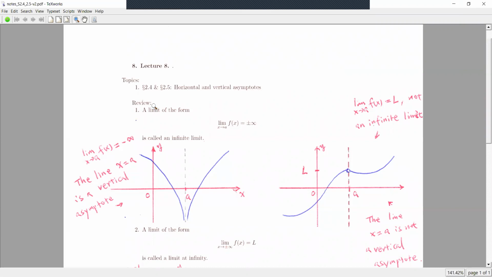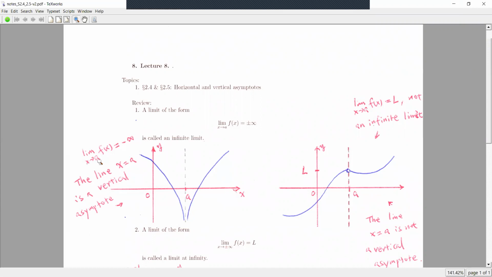Take a review first. Number one, a limit of this form is called an infinite limit. A is a finite number. The limit is an infinity. Here is one example. This is a sketch of this infinite limit.